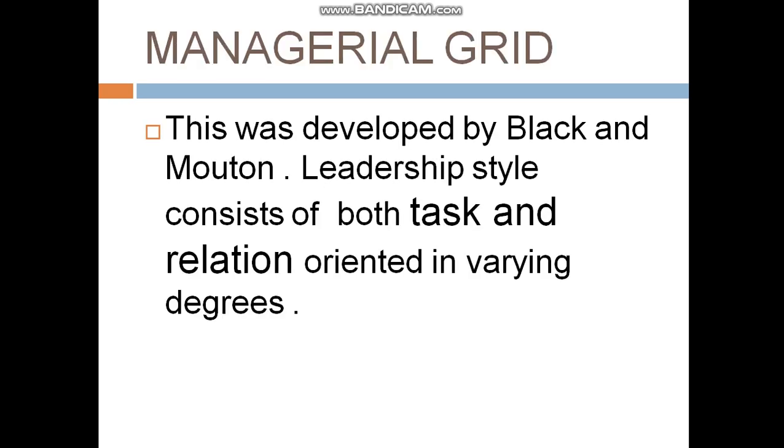Next is the managerial grid. What is the managerial grid? This was developed by Blake and Mouton. The leadership style consists of both task and relationship orientation in varying degrees.